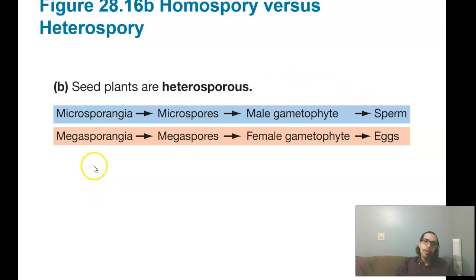Okay. Same for the ovulates. So the ovulate would have the megasporangia, and then the megasporangia would produce the megaspores. The megaspores would develop into the gametophytes, and then within the gametophyte, you have the eggs.